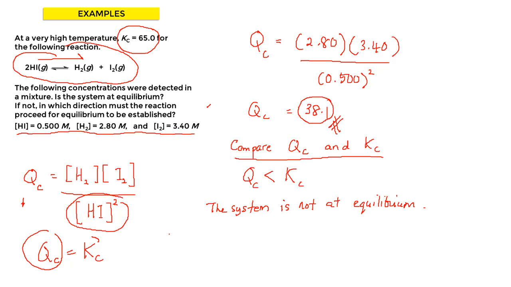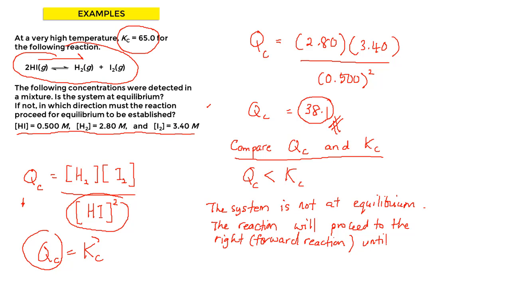So here we write one more: the reaction will proceed to the right, or forward reaction, until Q equals K. Meaning, until equilibrium is reached.